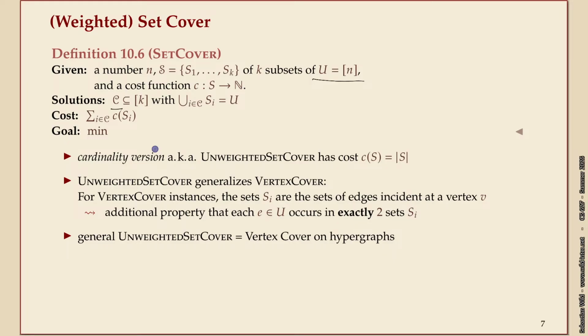There's a restricted version. You can either call it the cardinality version or the unweighted set cover version, where the cost should be 1 for each set. We just count how many sets we take. I think I was jumping ahead of myself here. Unweighted set cover is a strict generalization of vertex cover, where we have an additional property.